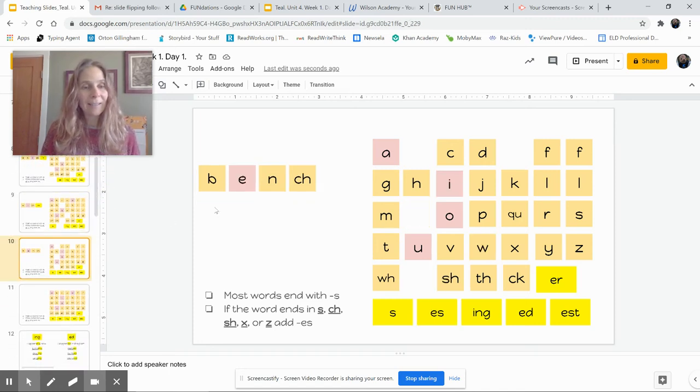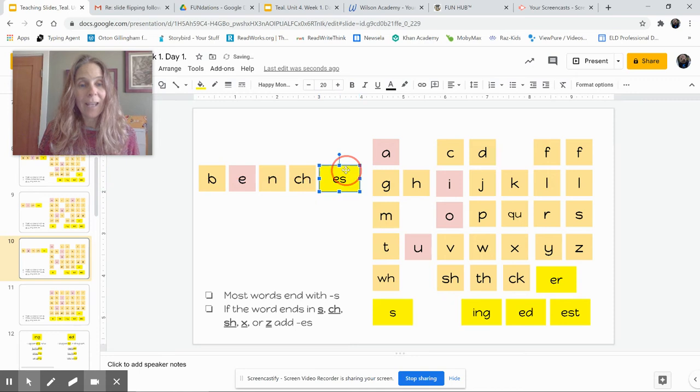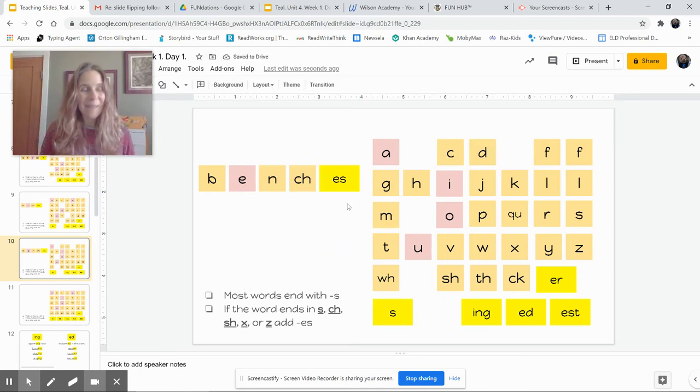And this one is bench. Now I want to say benches. Do you hear that? It sounds a little bit like "is" at the end. Let's check our rule. It ends in CH. Oh, there's our CH. So I'm going to add an ES to make it plural. And now my word is benches.